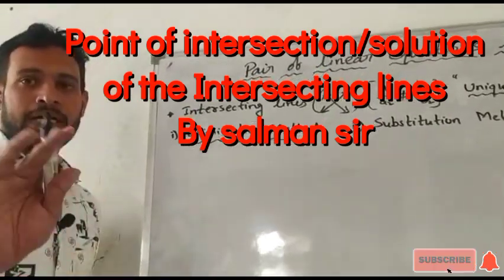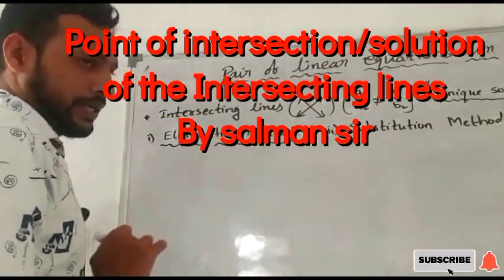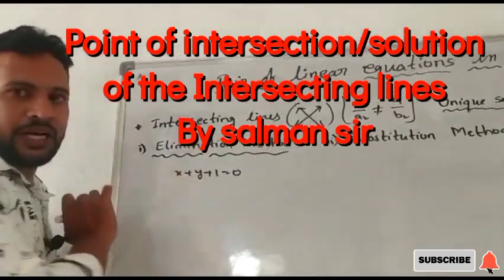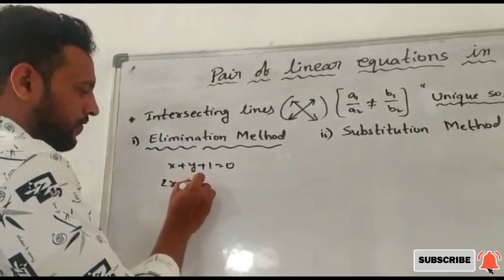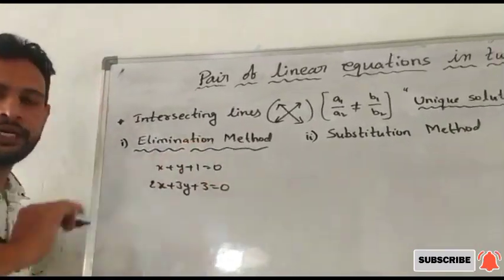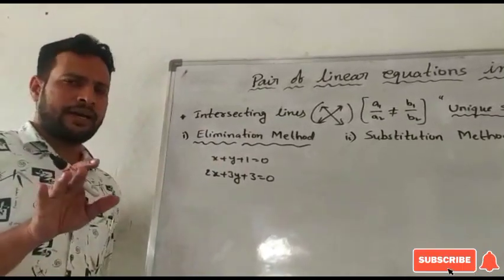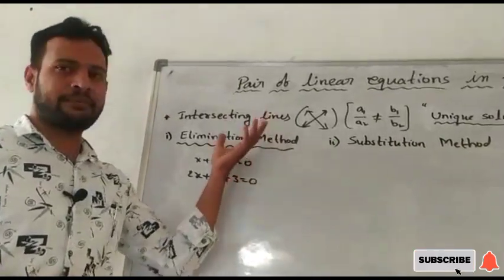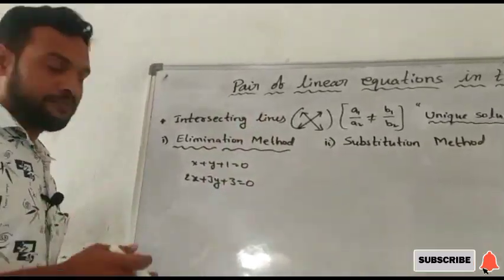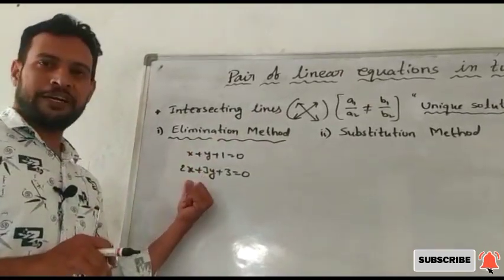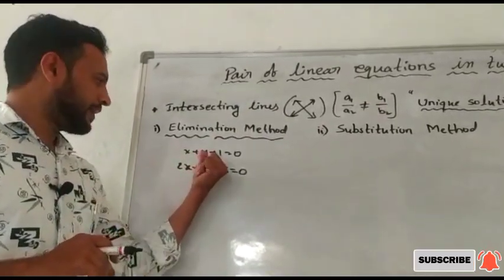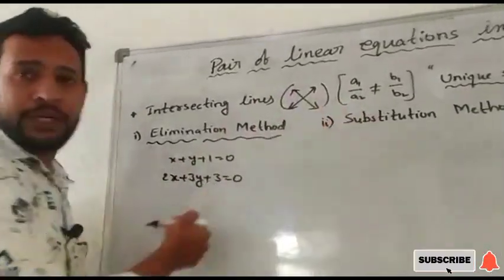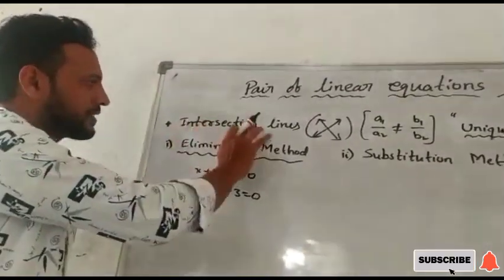So in the elimination method, I am considering a pair of linear equations. Let us take x plus y plus 1 equals 0 as one line, and 2x plus 3y plus 3 equals 0 as another line. Are these two lines intersecting or parallel? Obviously intersecting, because a1 by a2 is 1 by 2 and b1 by b2 is 1 by 3. So a1 by a2 not equals to b1 by b2, then we can say the given lines are intersecting lines.